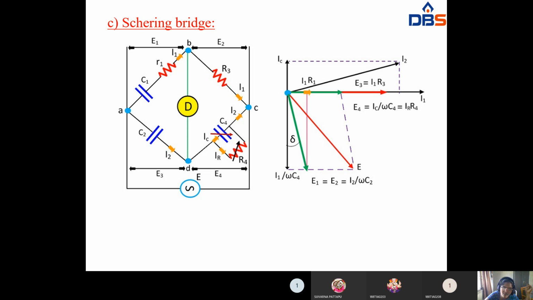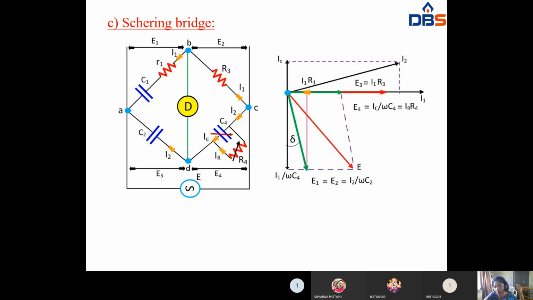Okay, Z1 means this one, Z2 means this one, Z3 means this one, Z4 means this one. So you have to write in which Z1 place we are connecting which thing, in Z3 place what parameters we are connecting, and in Z2 place what we are connecting. Like this you have to place all of them, equate and solve. Equating real terms, I explained in the previous class on inductance bridges.